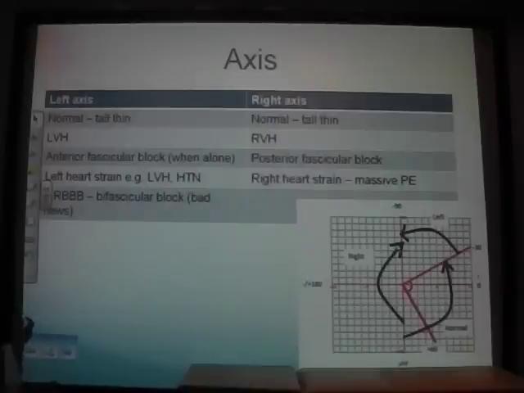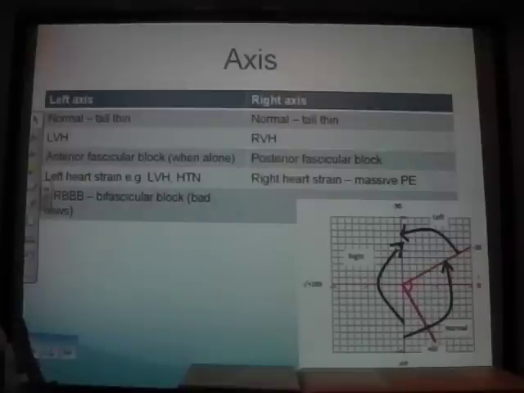It could be a sign of left heart strain, in particular if you've got left ventricular hypertrophy and you've got left axis deviation, then it's a bad sign. And if you've got it in conjunction with right bundle branch block, then it's bad news because it means that you've got bifascicular block.